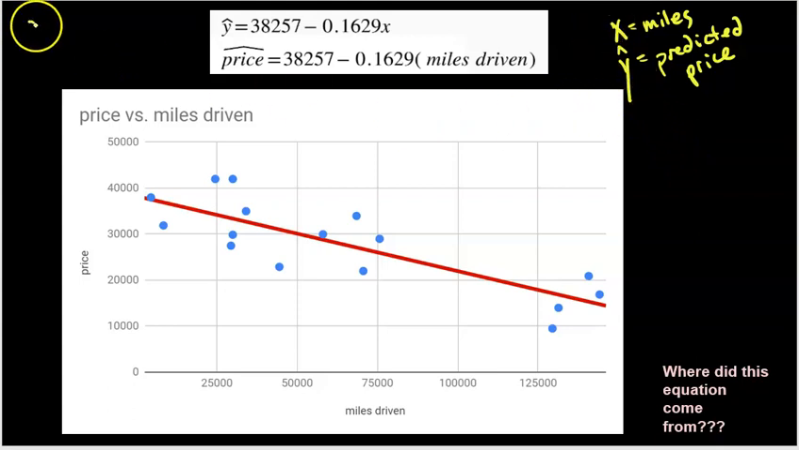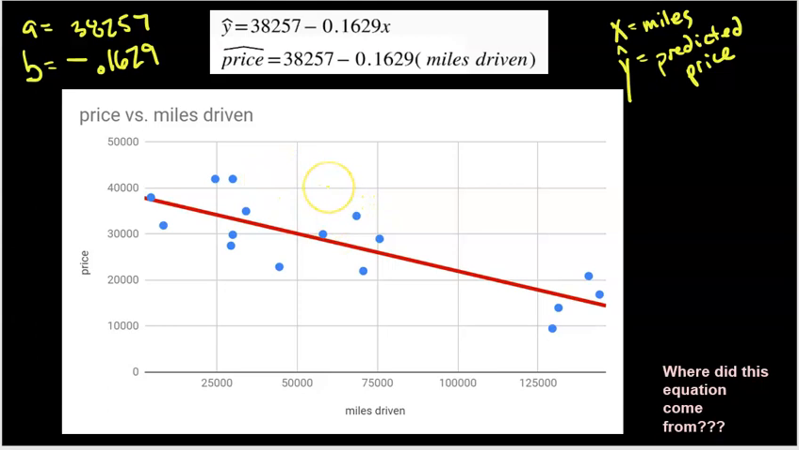Now, those are the variables, right? The A, that's an actual number now. That is 38257. That's the y-intercept. Remember, a y-intercept is what happens when x is 0. So if a car has 0 miles, it is predicted that it's going to cost $38,257. The slope is b, and the slope is negative 0.1629. Now, what the slope tells me is that for every 1 mile that a car or a truck gets added onto it, it is predicted that the price is going to drop about 16 cents.